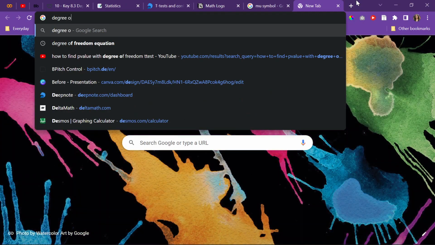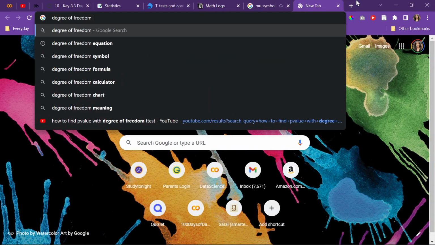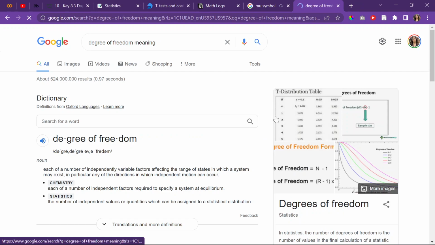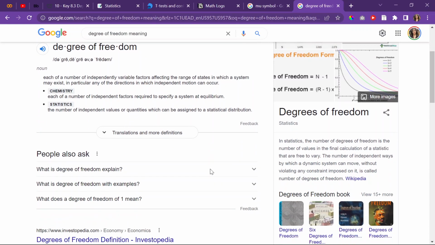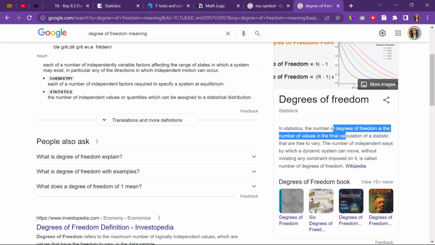So, degree of freedom, meaning, so each of a number of independently variable factors affecting the range of states in which literally by the number of independent values or quantities which can be assigned to a statistical distribution. Freedom is a number of values in the final calculation of a statistic that are free to vary. Exactly, free to vary. But that doesn't make sense because then why do we do margin of error? You know what I mean? It takes into account the freedom that they have in the distribution. I don't want to say that because I don't know if I'm sure.